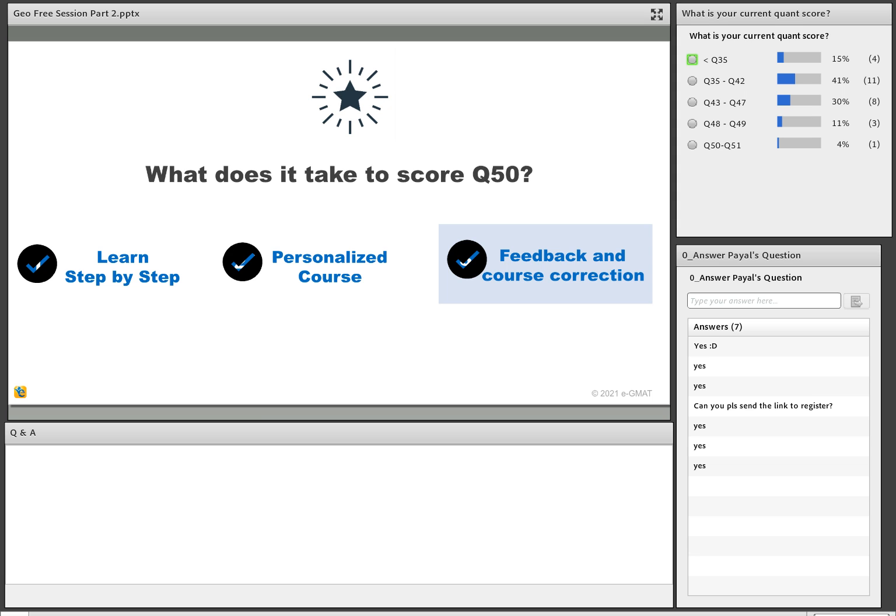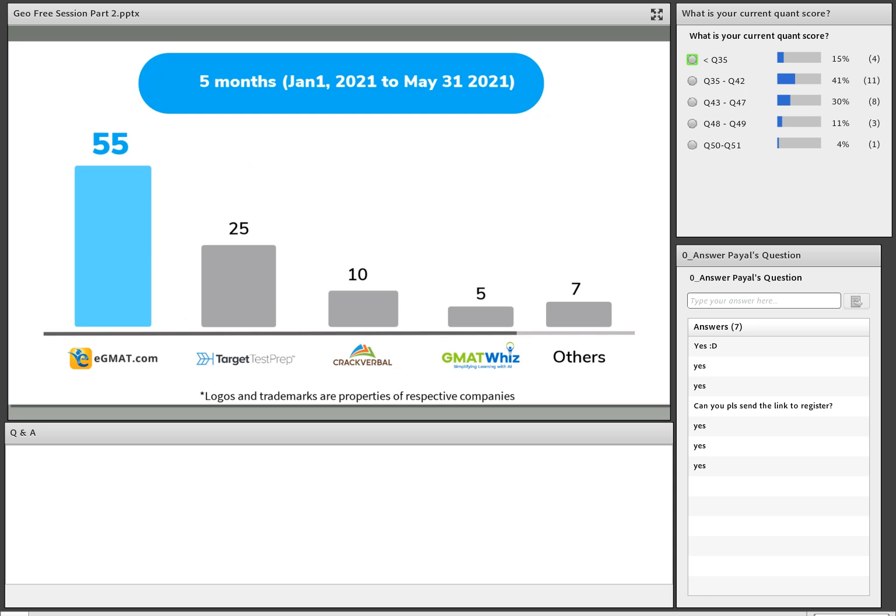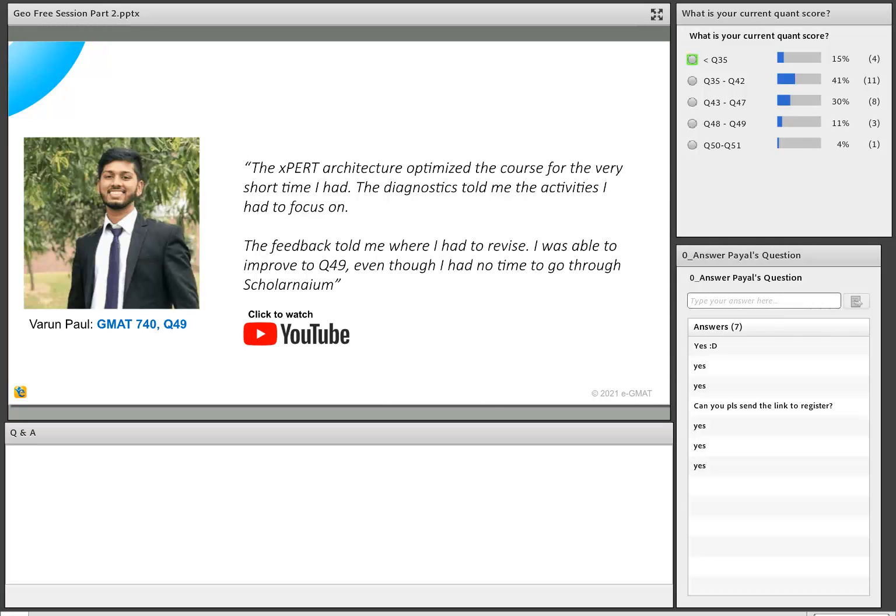So how has Quant 2.0 delivered so many Q49 or higher scores? Because it does these three things in the right manner. It leverages technology, it leverages the latest learning pedagogy, and it ensures that each one of you gets not just a personalized course, but also feedback. And here's what a few people actually said. As a student who couldn't do Scholaranium and was able to get to Q49, he was at a Q44 when he started. He said the expert architecture optimized the course for the very short time I had, and he leveraged the diagnostics.